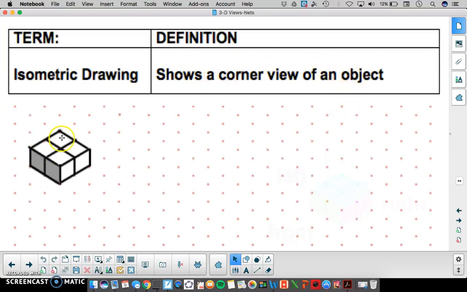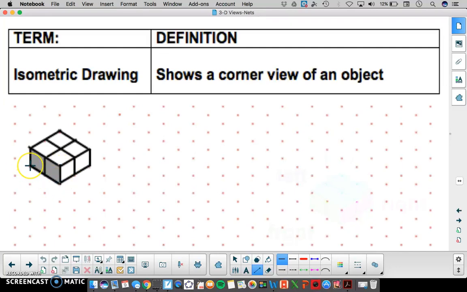So we have our three-dimensional object here, and we can look straight at this corner and see what that object looks like. Notice we're using what's called an isometric grid to draw that figure. So what we're going to do is make a copy of this on your isometric grid paper. So using my line tool, I'm going to now draw this figure.